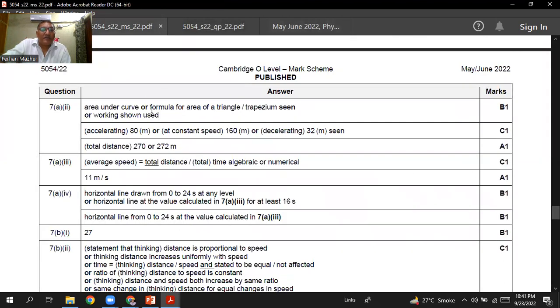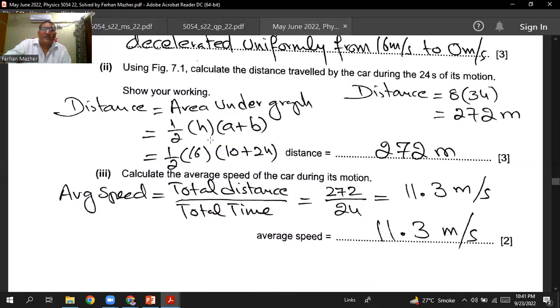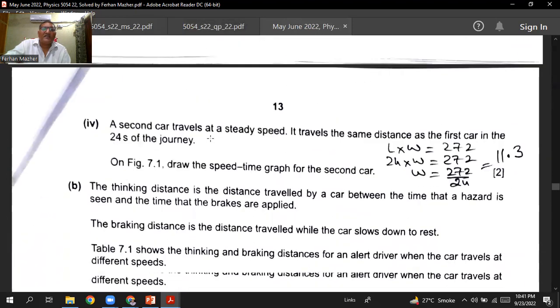So let's have a look at the marking scheme. 11 meters per second is the answer. They rounded it off to two significant figures. So our answer is right.